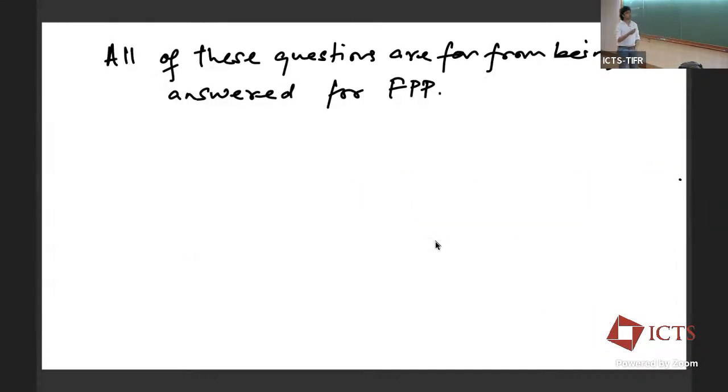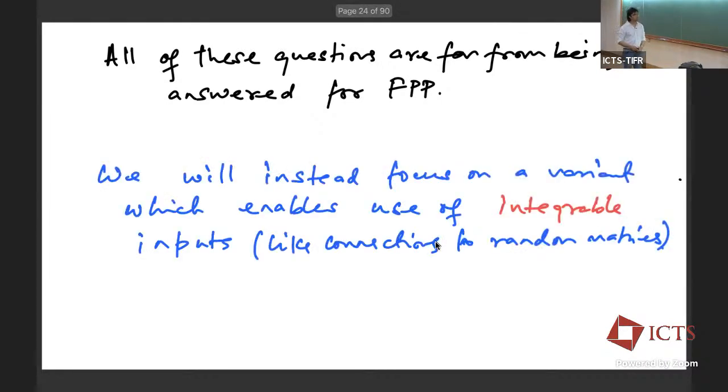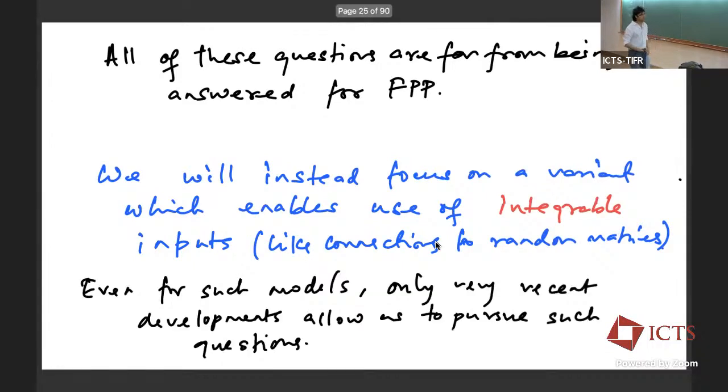Okay, so again, the point is all of these questions are extremely hard to answer for FPP, which is what this conference is about. And so we'll instead focus on a variant which enables the use of some integrable inputs, which will allow us to actually answer some of these questions. But even for such models, only very recent developments actually allow us to pursue such questions. These questions are completely beyond reach, even 5 years back.